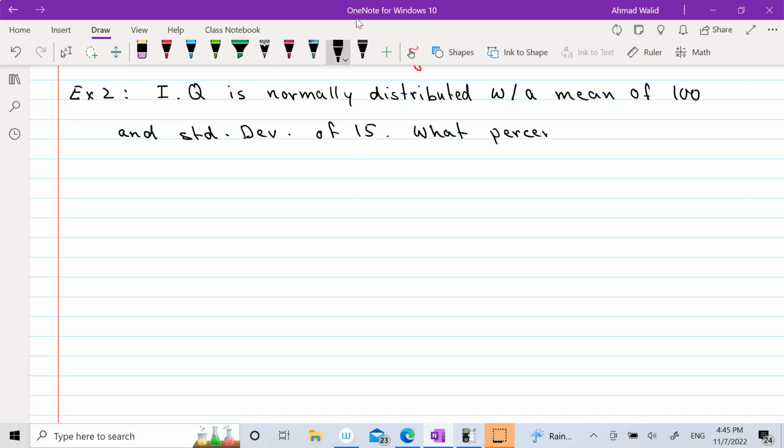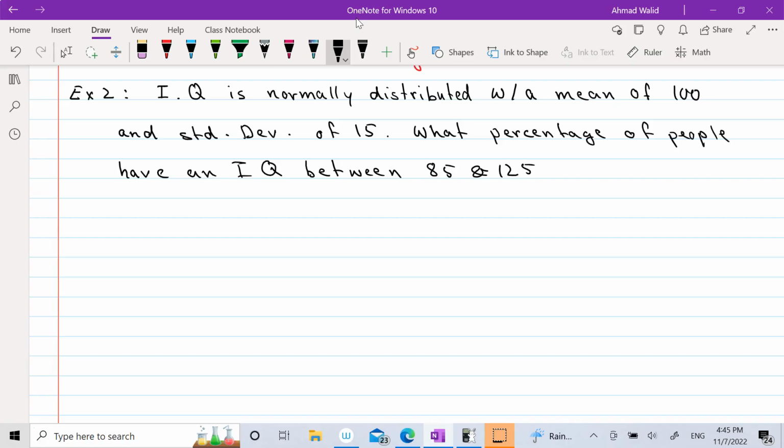What percentage of people have an IQ between 85 and 125? In this problem, you see you have two x values.